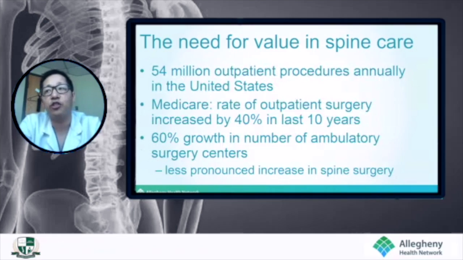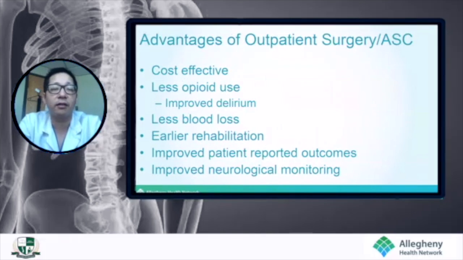There's been an increased trend towards ambulatory surgery centers over the last 10 years. There's been a 60% growth. In terms of Medicare, there's been an increased rate of outpatient surgeries that are approved. So overall, the gear towards ambulatory surgery centers has increased, but in terms of spine surgery, it hasn't increased as much. And certainly, are there barriers towards that?